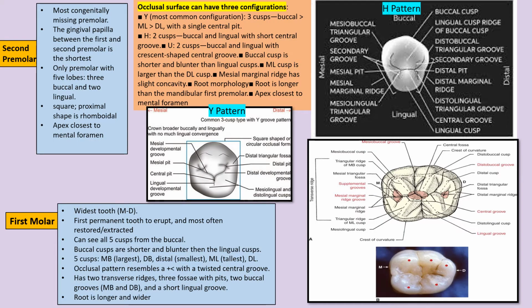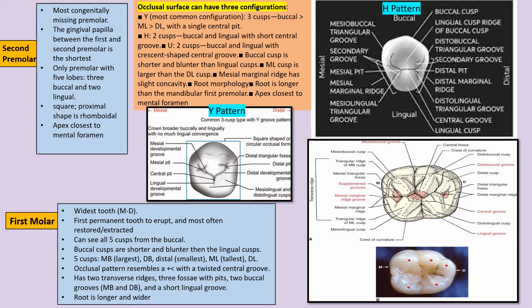All the premolars, we know, have a single root, except your maxillary first premolar, which has 2 roots. Now the maxillary first molar is one of the widest teeth mesiodistally. It is one of the first permanent teeth to erupt and is most often restored or extracted. So it's most common to have RCT done too.